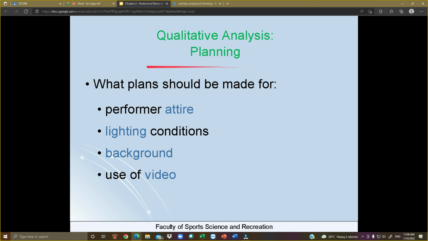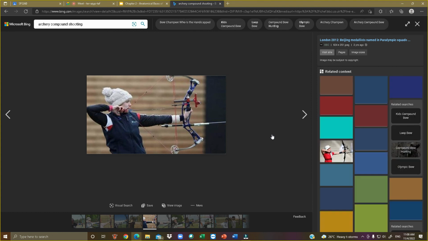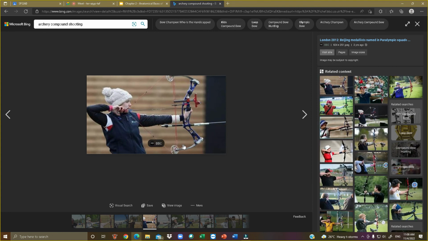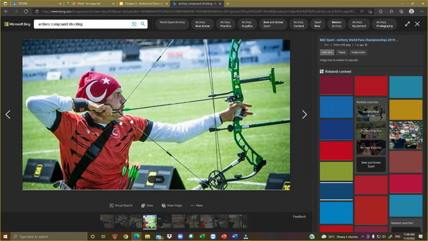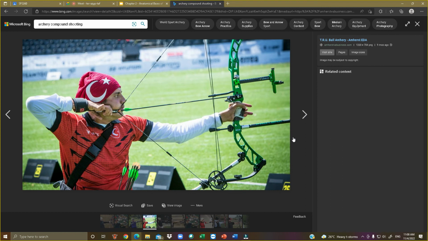And then what should the plan be made for? Before you do any qualitative analysis, take attire into consideration first. If we look here, there are several attires. This one is maybe winter, they played in winter. This one is quite a normal competition.